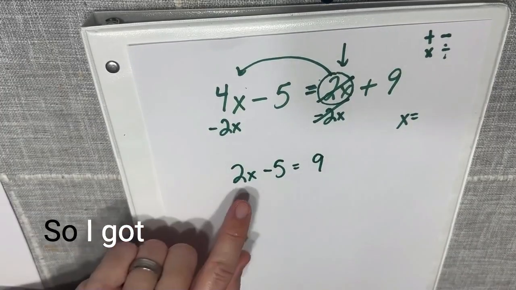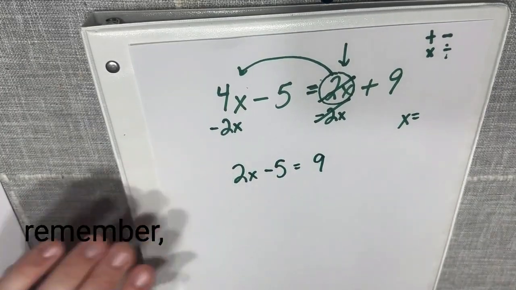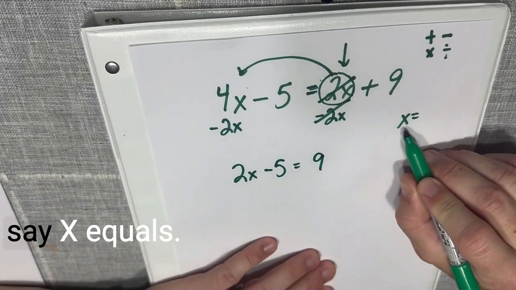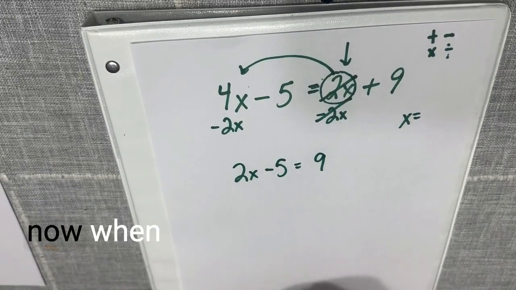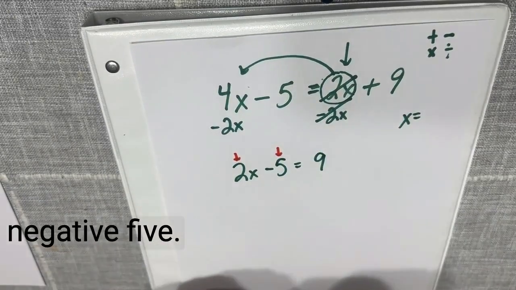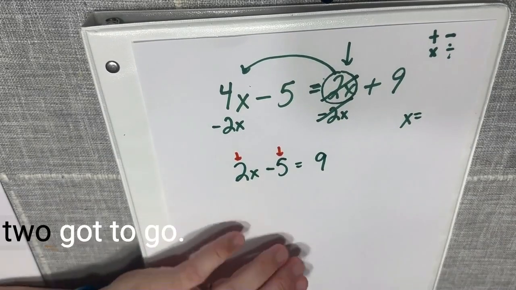Okay. So I got my 2x minus 5 equals 9. Now, remember, like we did before, our final answer, we're looking for it just to say x equals. So right now when I'm looking, I got a 2 and I got a -5. I got to get rid of those because I only want the x to stay. The other 2 got to go.